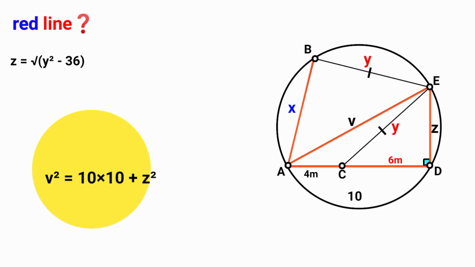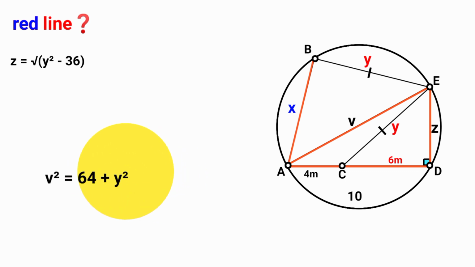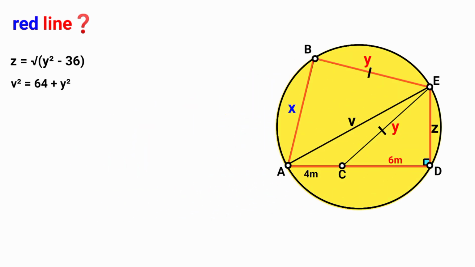10 squared is 10 times 10, which is 100. Z squared, from here, we have its value to be square root of y squared minus 36. Substitute it here. Square root of y squared minus 36 all squared is y squared minus 36. This 100 minus this 36 is 64. So v squared equal to 64 plus y squared. Keep it aside. Now look at this quadrilateral ABED.